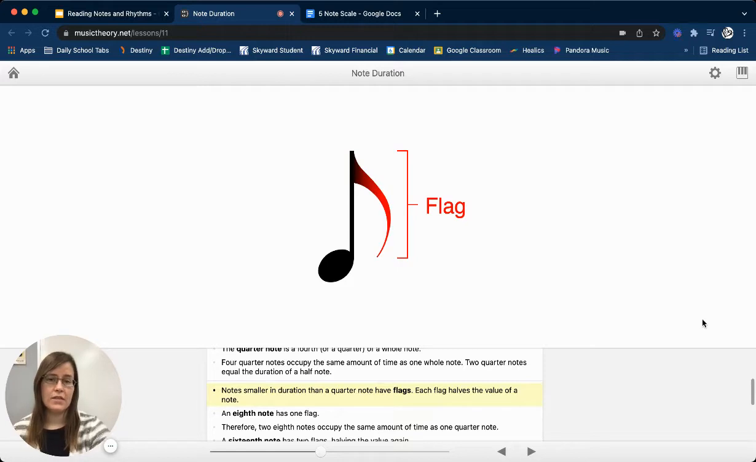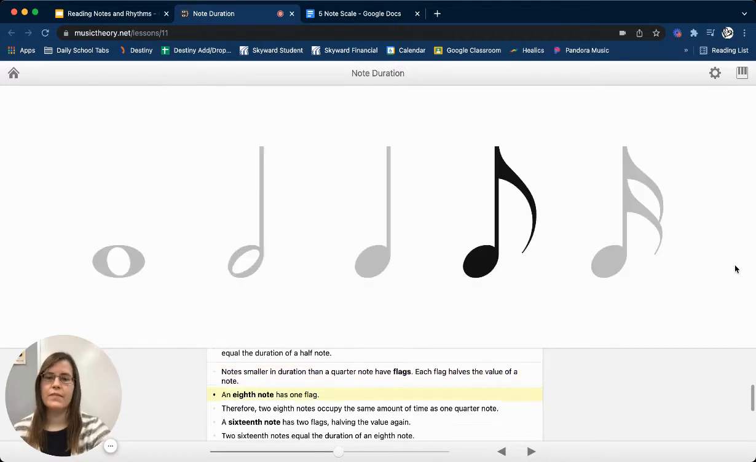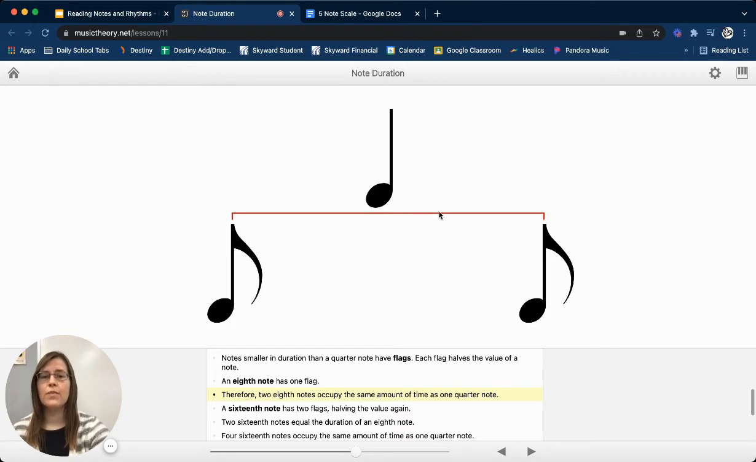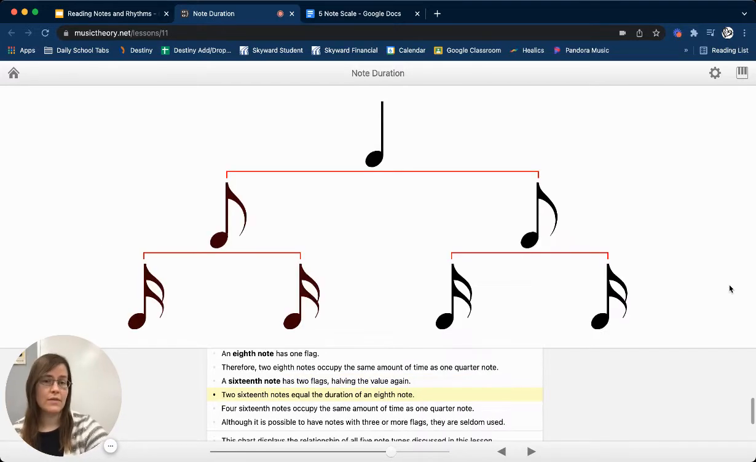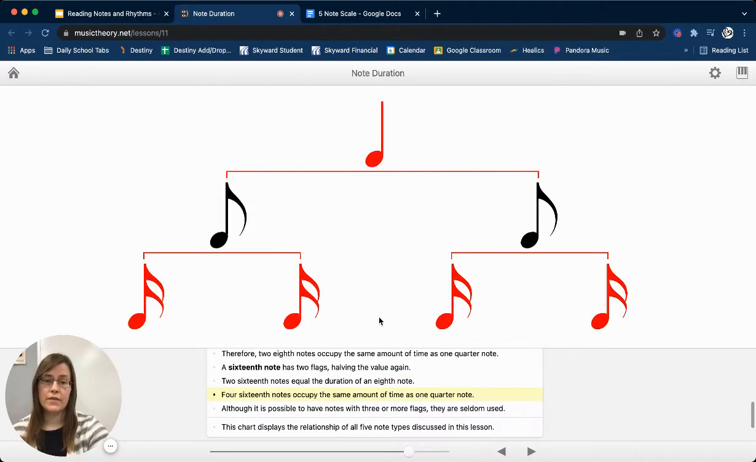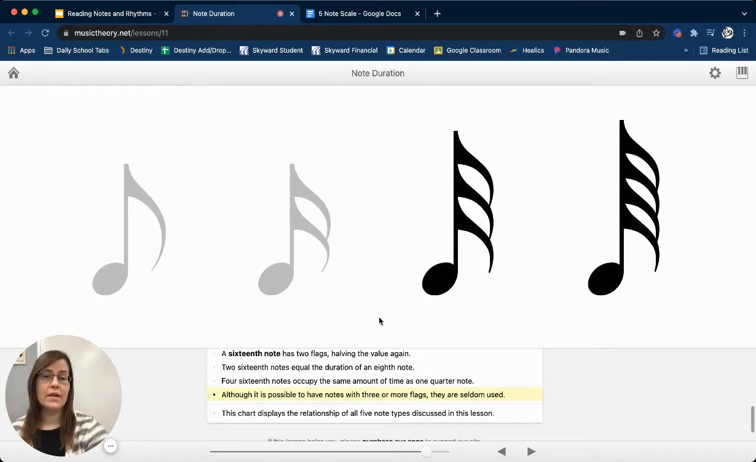If we add a flag to it, this little part here is called a flag, now we have eighth notes. So 1 eighth note has 1 flag. 2 eighth notes are needed for 1 quarter note. A 16th note has 2 flags, halving the value once again. So now we need 2 16th notes for 1 eighth note, but we need 4 16th notes for 1 quarter note. Although it is possible to have notes with 3, 4, or even more flags, they're very seldom used because that would be really, really fast.